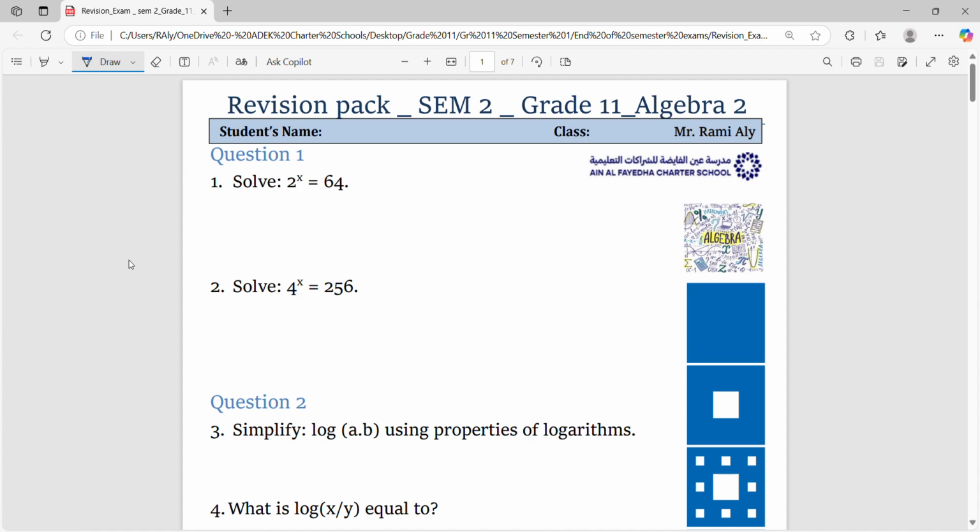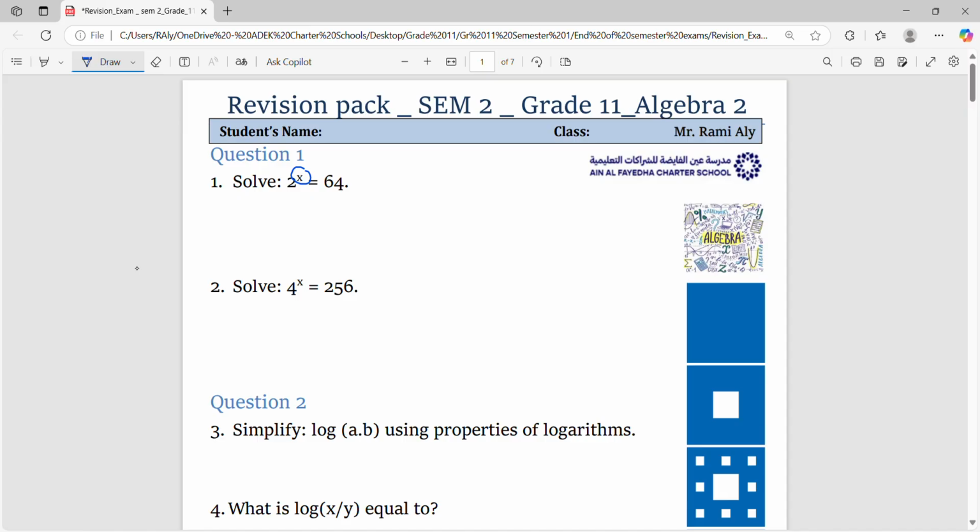Question 1: solve 2 to the power of x equals 64. Of course you know this is an exponential equation, and in an exponential equation we can guess the answer. It means: what power of 2 gives me 64? So you can use the calculator to check or to guess the correct answer by trying x equal 1, x equal 2, x equal 3.